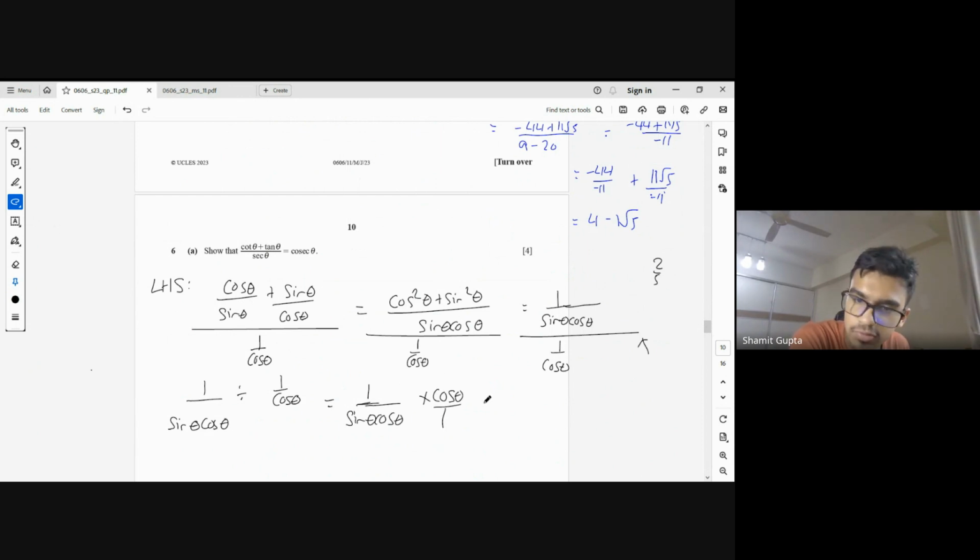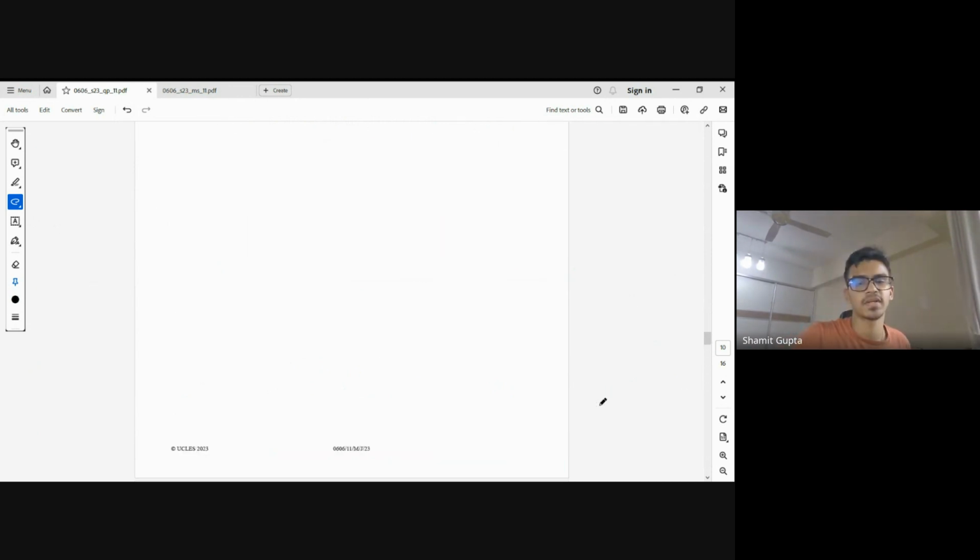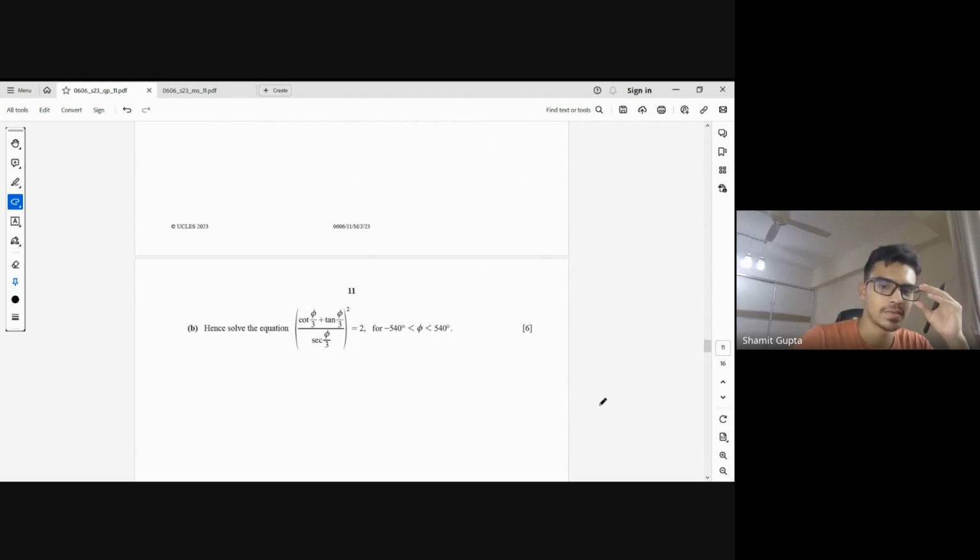When you do division, you convert to multiplication. This and this can cancel. So you're left with 1 over sin theta, which becomes cosec theta. Again, I've never checked the mark scheme. I just went with the flow. It took me like 2 minutes to do it, but with terrible writing, because writing with the laptop is a little bit hard, especially with this.